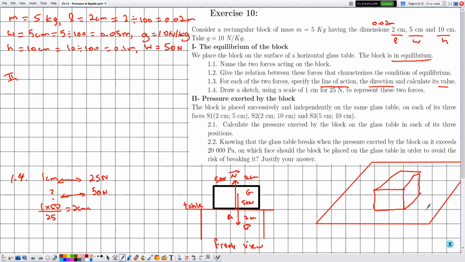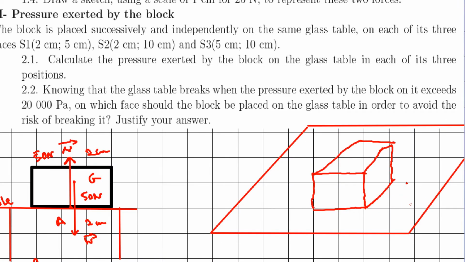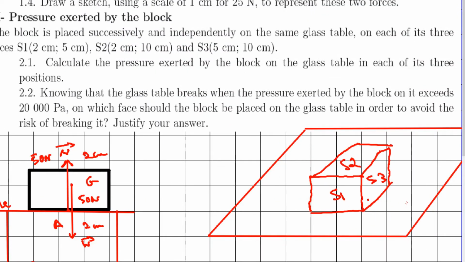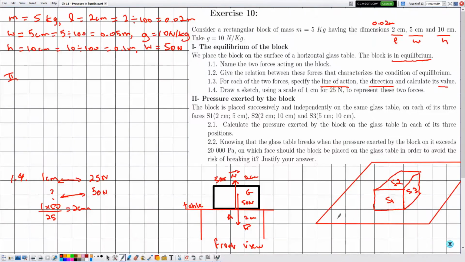Now as you can notice, this rectangular prism has 3 faces. So this is the face S1, let's say. This is the face S2, and this is the face S3. Now it also has 3 other faces. So it has another face facing S1, another face symmetric to S3, and another face given by S2, which is now in contact with the glass table. This is the glass table.